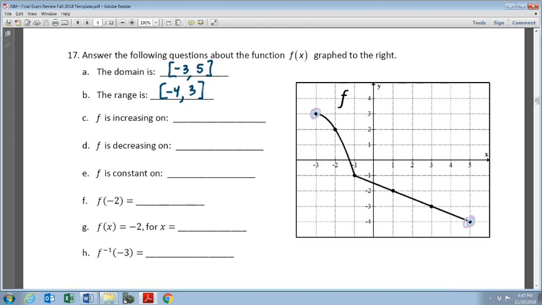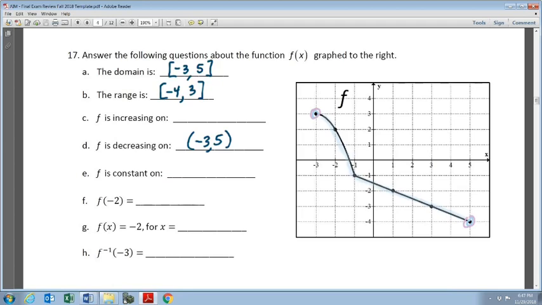Now, we're supposed to talk about where f is increasing, decreasing, and constant. But if you actually look at the graph, as you go from left to right, we keep going down the whole time. This function is decreasing the whole time. And so we're decreasing on the whole interval there. Remember, when we describe where we're decreasing, that'll be on an open interval. So it starts when x is at -3, and it goes until x is 5. So remember, this will always be an interval of x values.